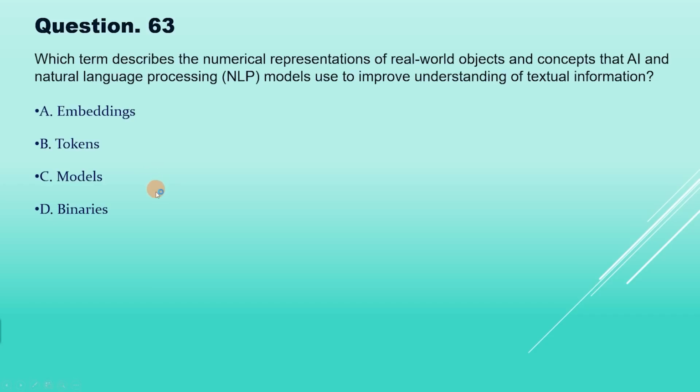And the correct answer here will be option A, embeddings. Because embeddings are the numerical representation of real world objects, words, phrases or concepts in continuous vector space. They enable AI and natural language processing models to understand and process textual information by capturing semantic relationships and contextual meaning of words and phrases. So option A, embeddings, is the correct answer here.